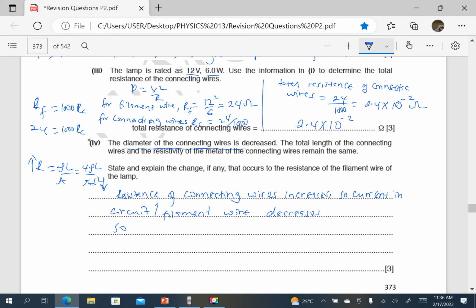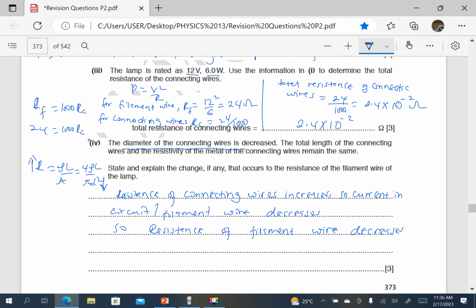So the resistance of the filament wire decreases. Of course, we even know this from relating it to temperature. When the current flowing in the wire is small, the temperature is relatively lower, so the resistance is lower. But if the current increases, the temperature of the filament wire increases, so the resistance also increases.